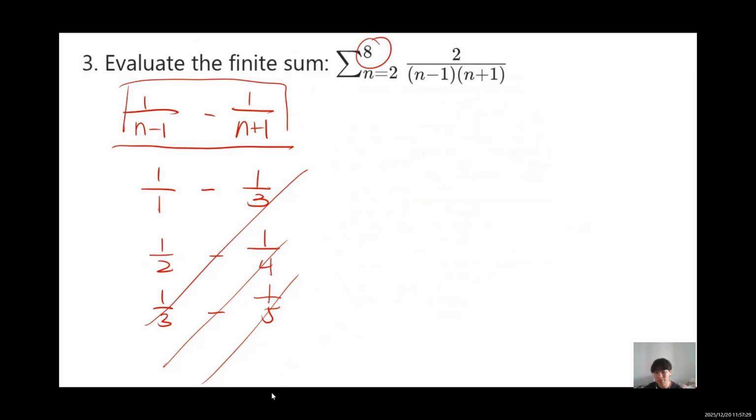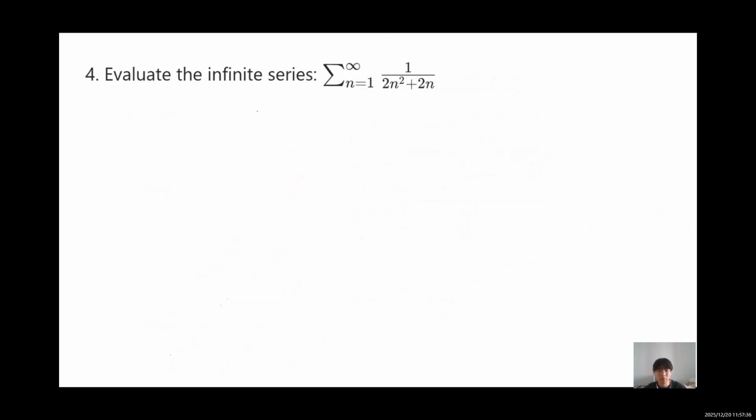Since the calculation is the same as the previous one, we just skip it to the next one. Evaluate the infinite series from 1 to infinity. Oh, this one I haven't seen before, but that's okay. First, check whether it is proper. The degree of the upper part is 0, and the degree of this is 2. 0 is less than 2, so it's proper.